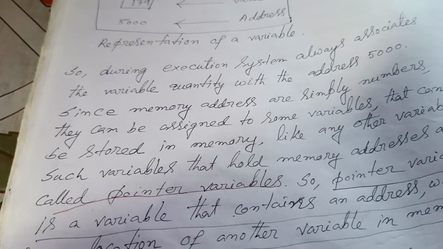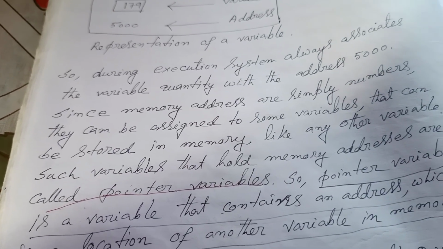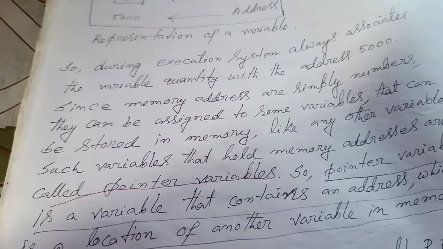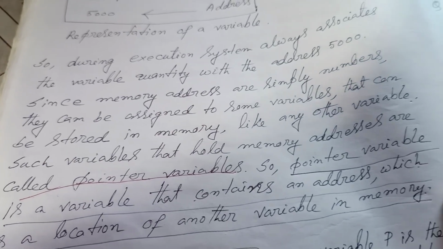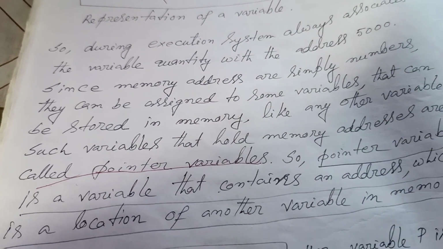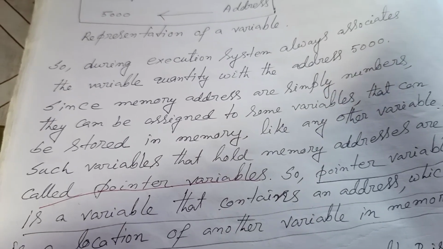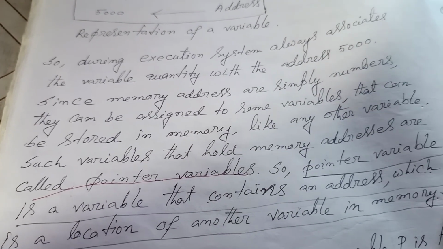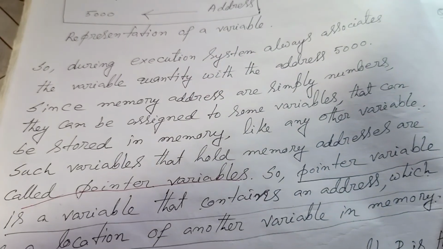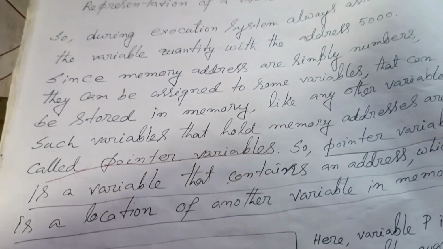So a pointer variable is a variable that contains an address which is the location of another variable in memory. That means what is a pointer variable? A pointer variable is a variable that contains an address which is the location of another variable. That means a pointer variable contains the address of another variable. Okay.